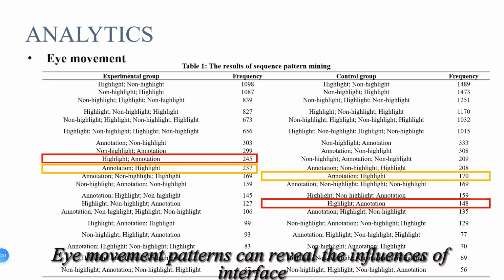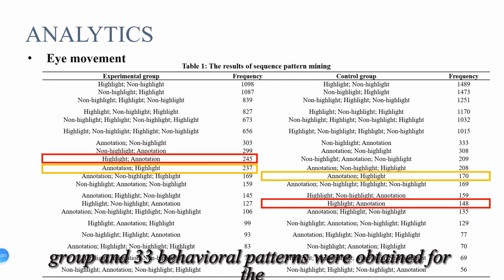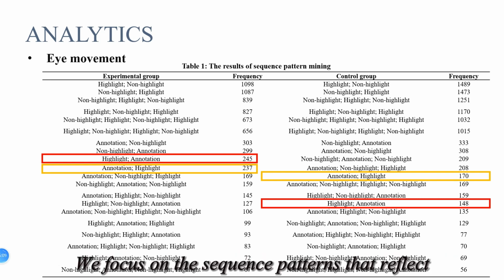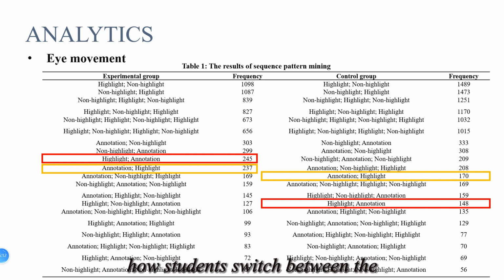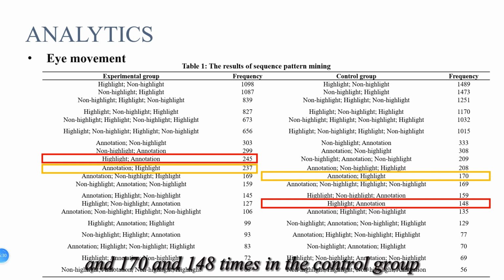Eye movement patterns can reveal the influences of interface layout on learning from a cognitive perspective. 34 behavioral patterns were obtained for the experimental group, and 33 behavioral patterns were obtained for the control group. We focused on the sequence patterns that reflect how students switch between the highlighting and annotation areas. The sequence patterns of annotation-highlighting and highlighting-annotation appeared 237 and 245 times in the experimental group, and 170 and 148 times in the control group.